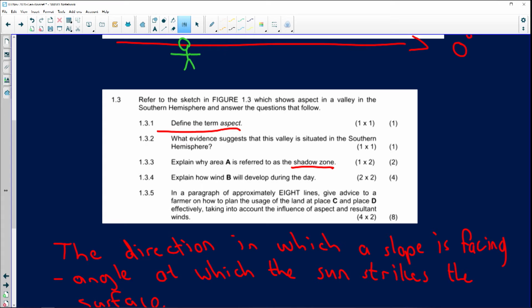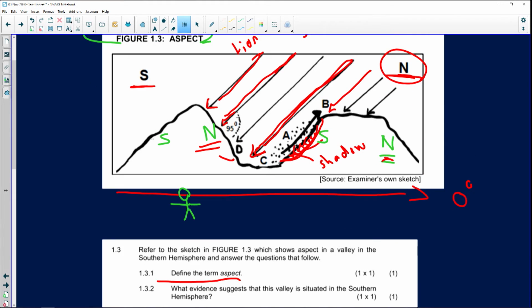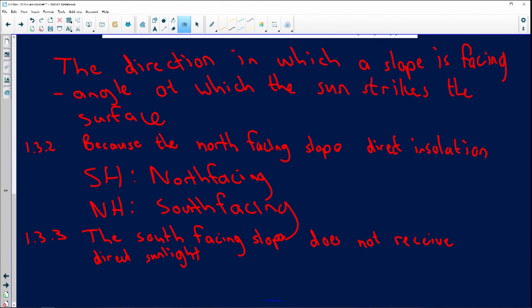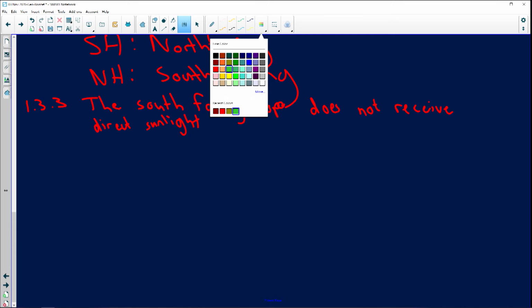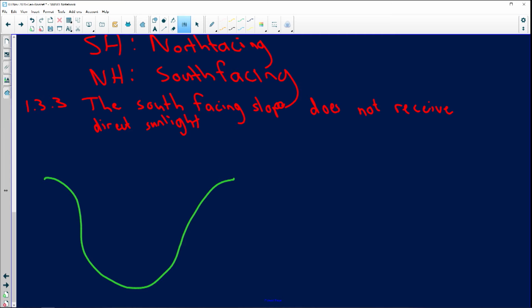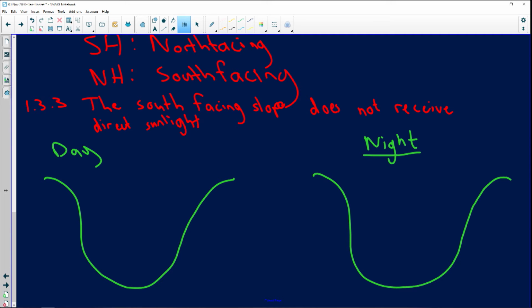Now, in question 1.3.4: explain how wind B will develop during the day. This is key, they've mentioned during the day. Because we're dealing with local climate, we're dealing with aspects over here, but we're also dealing with different types of breezes that are experienced. There are two different types of breezes that we experience during daytime and nighttime, and I'm going to explain both to you because it's quite important.